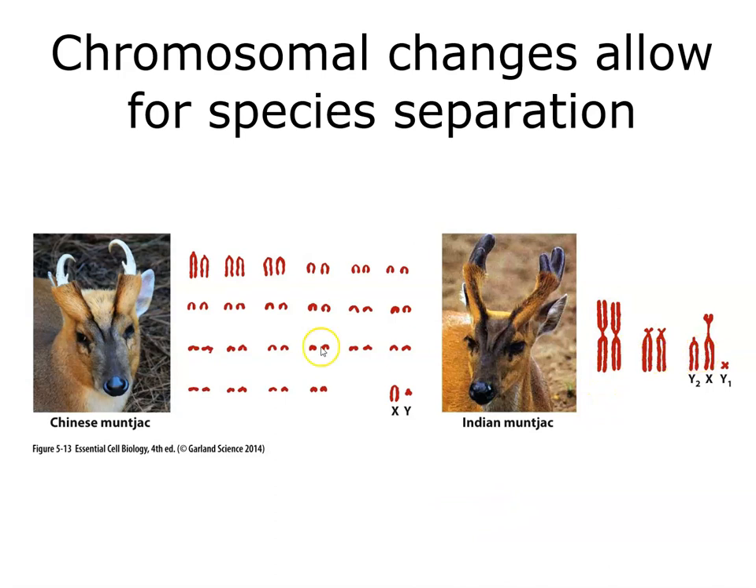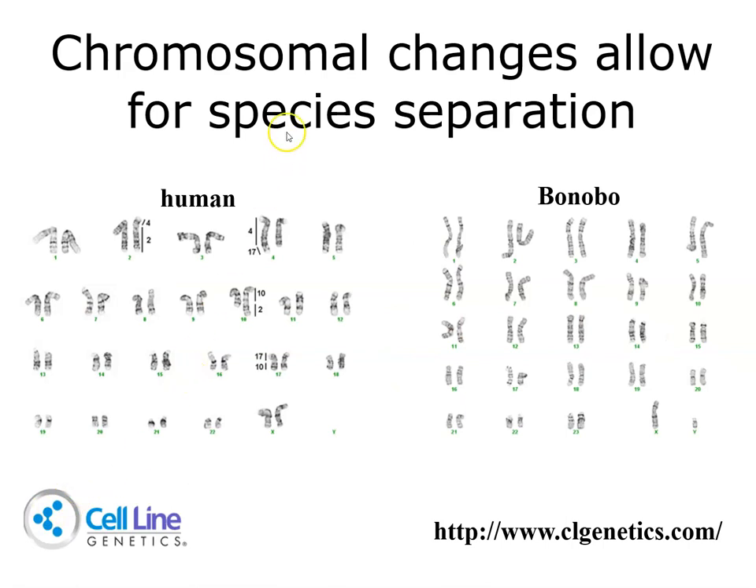But you can see that they're broken down into smaller bits in the Chinese muntjac, and in the Indian muntjac there is some type of abnormality that happened, and they're very similar types of animals. They have similar characteristics. It's just spread out differently over different chromosomes. So this Indian muntjac has to manage these three sex chromosomes a little differently than this Chinese muntjac. They wouldn't be able to mate because of these large differences in how their DNA is organized. Again, that chromosomal change for species separation.